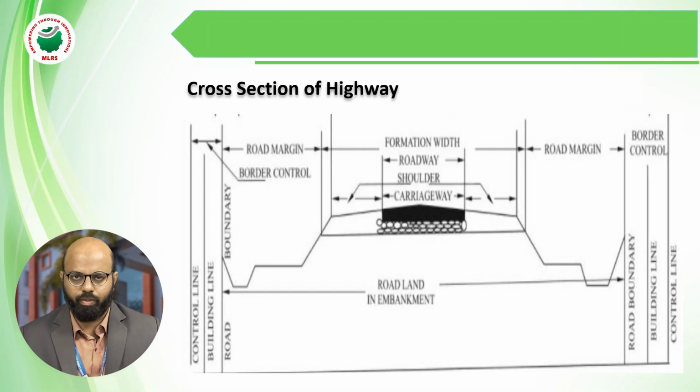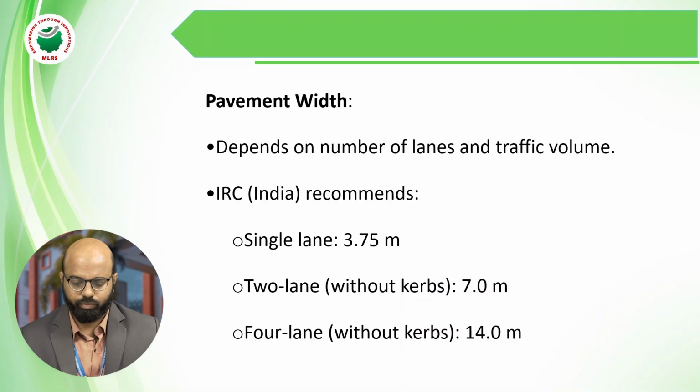This is the cross section of a highway. When carriageway plus two shoulder widths are included, this is called formation width. And carriageway plus two shoulders with the road margins is called right of way. This is the pavement width as defined by IRC. Pavement width depends on the number of lanes and the traffic volume, and IRC recommends for single lane a width of 3.75 meters, for two lane without curbs 7 meters, and for four lane without curbs a width of 14 meters.